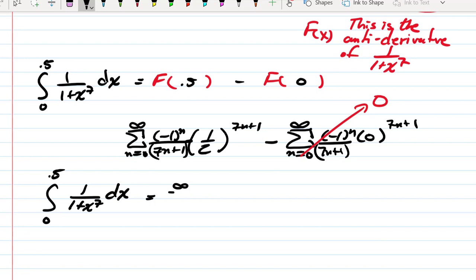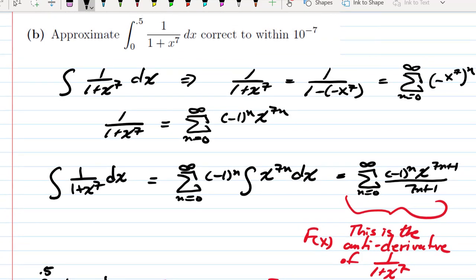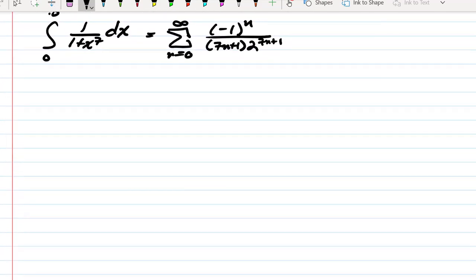Is equal to the sum as n goes from 0 to infinity of negative 1 to the n over 7n plus 1 times 2 raised to the 7n plus 1. So the sum of that series is the exact value of the integral. But we only need to approximate it accurate to 6 decimal places. So to 10 to the negative 7th.